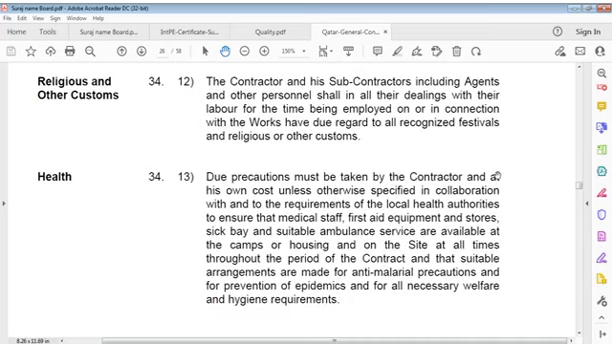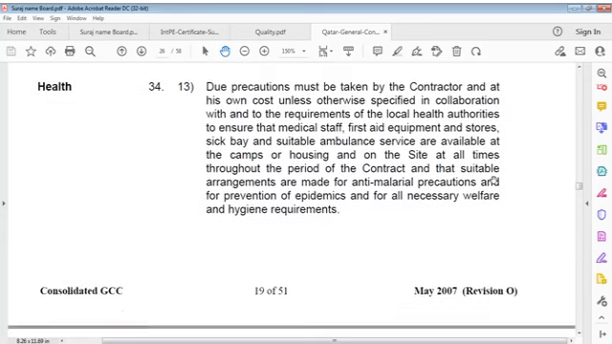In all dealings with their workers for the time being employed in connection with works, have due regard to all recognized festivals and religious or other customs. Health. We are now back to some point.